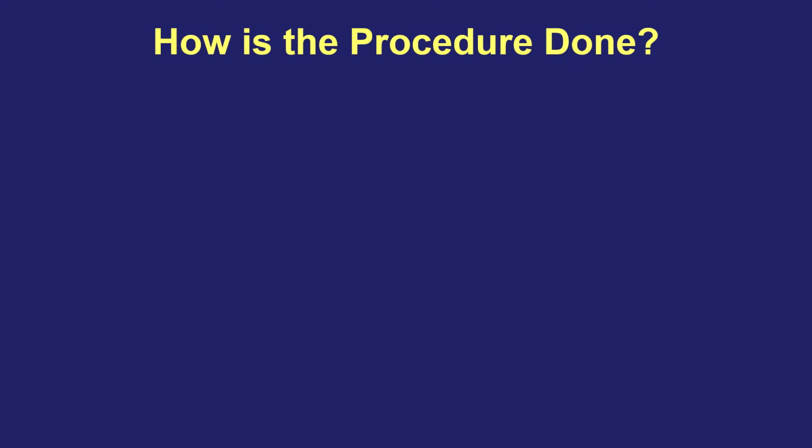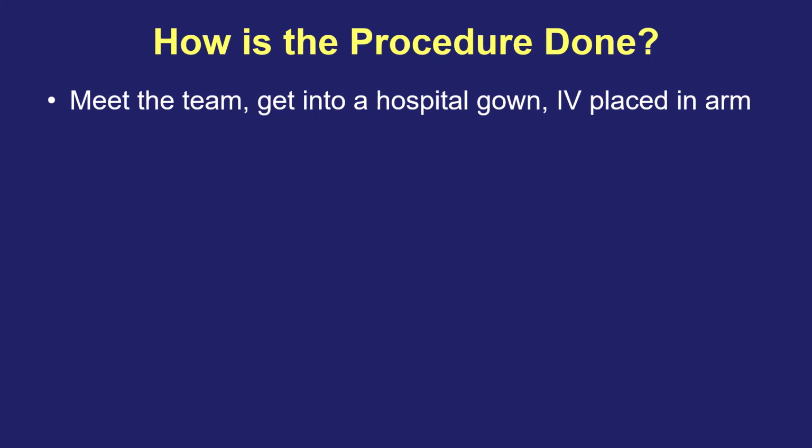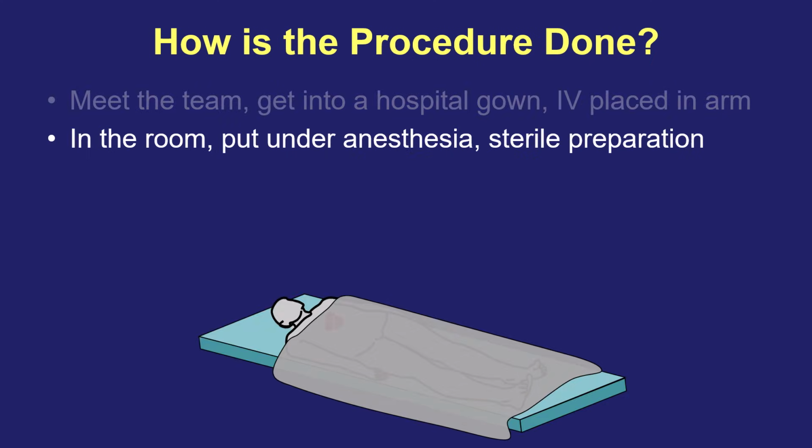Let's quickly review how an ablation procedure is done. The person will come to the hospital, usually the morning of the procedure. You'll meet the team, you'll see your doctor, you'll meet the anesthesia team and the nurses who will be in the room. They'll get you into a hospital gown and put in an IV that's used to administer the anesthesia medications. They'll bring you into the procedure room.